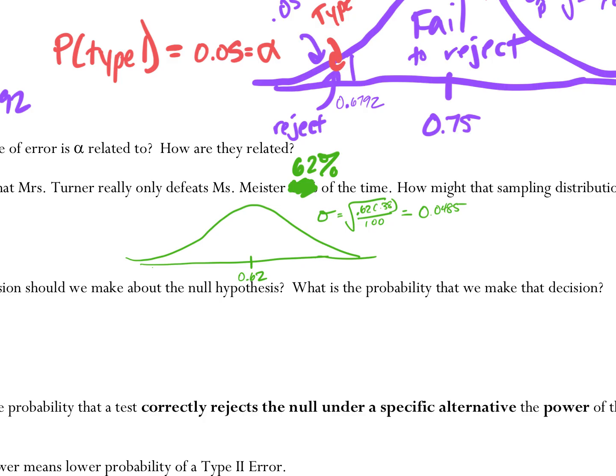When are we going to reject the null? I'm going to reject the null whenever my p-hat is smaller than this, regardless of what is actually true. Yeah? Okay, hold on. So if I draw that picture in, here's that 0.6792. I can shade this way, right? This equals reject. This little tail here would be fail to reject.